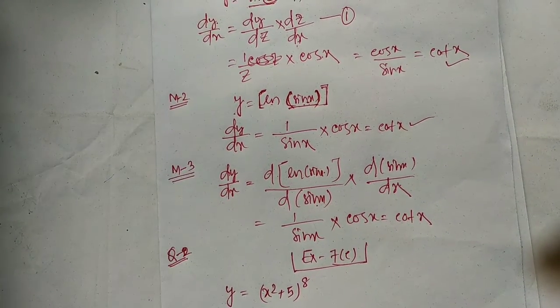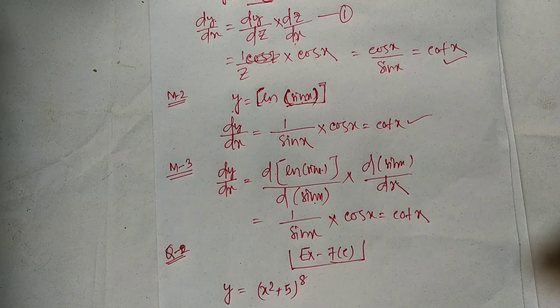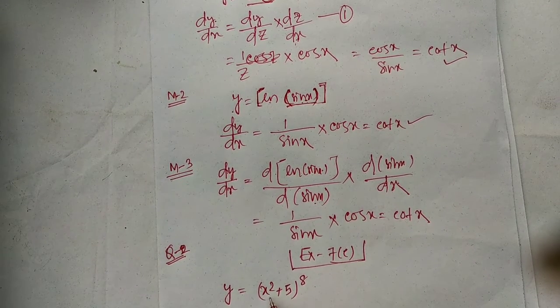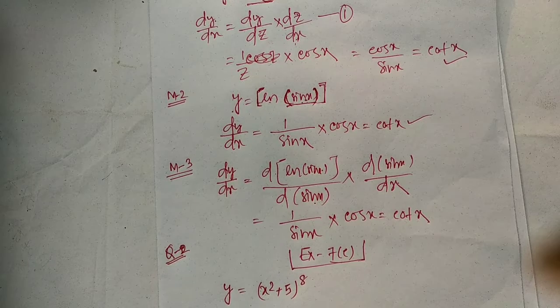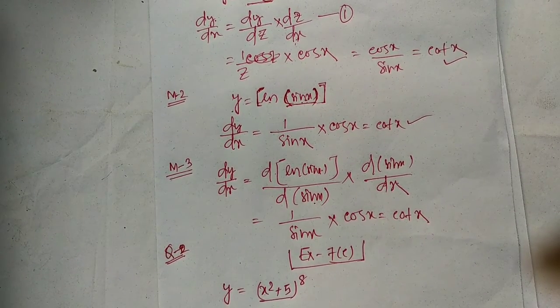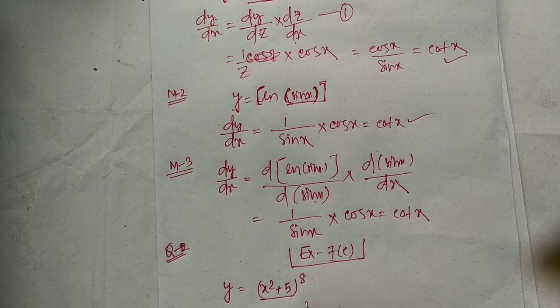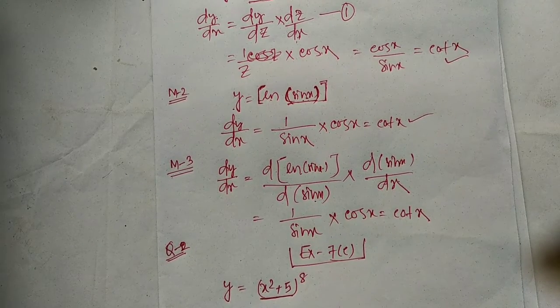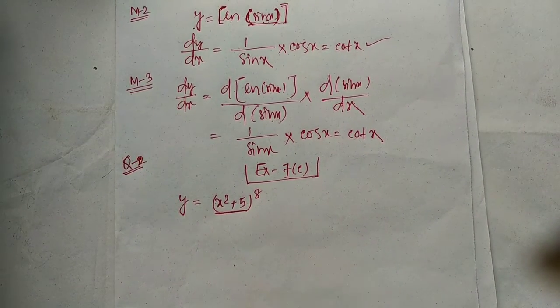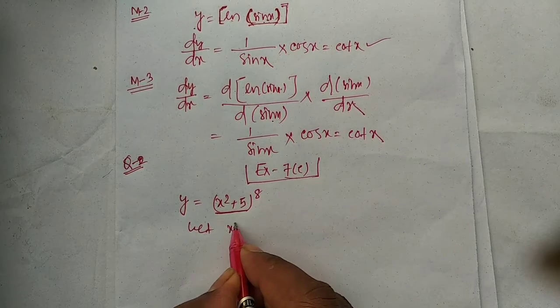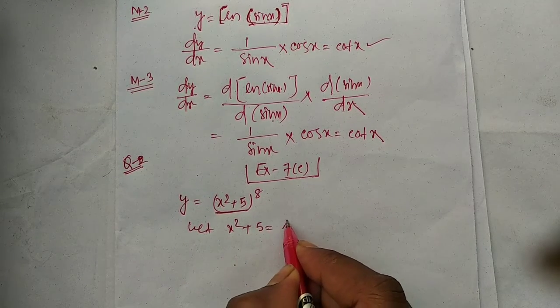This is not a direct function of x, because if it were x to the power 8, there would be no problem. We could solve it directly by applying the derivative formula of x to the power 8. But here the quantity x square plus 5 is making trouble, so we have to take it as some other variable. Let x square plus 5 be equal to u.